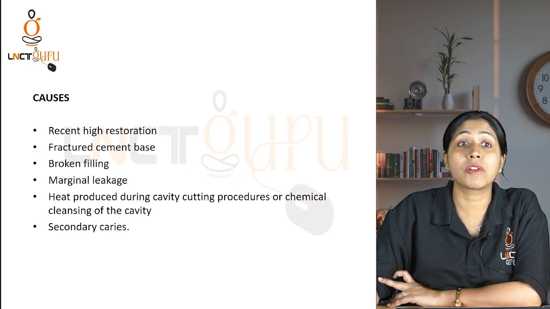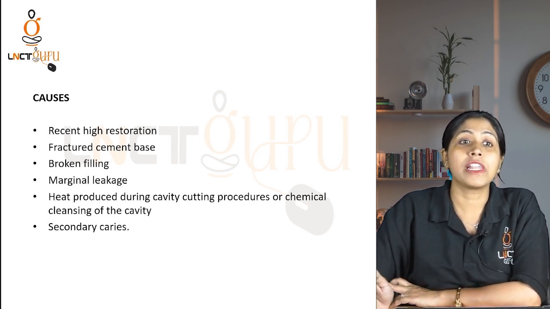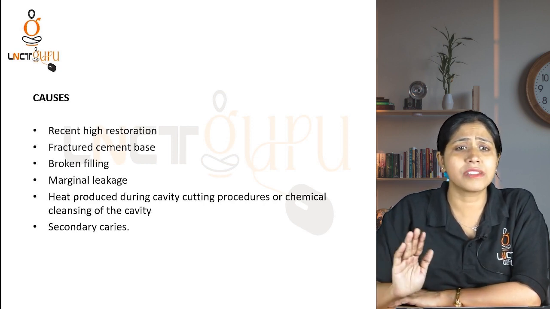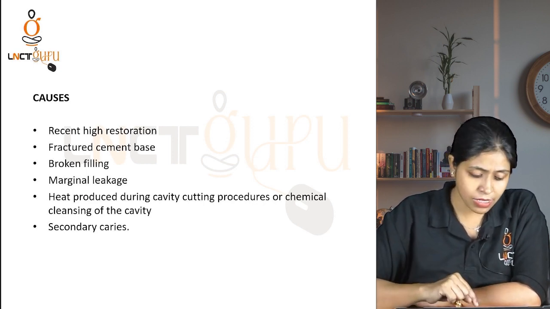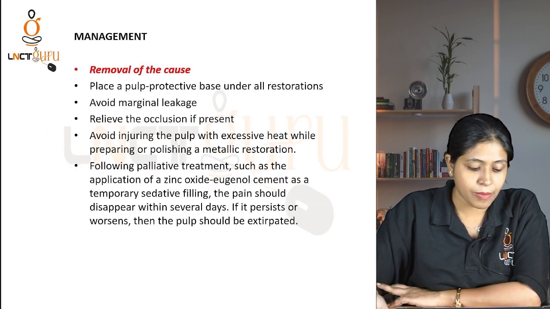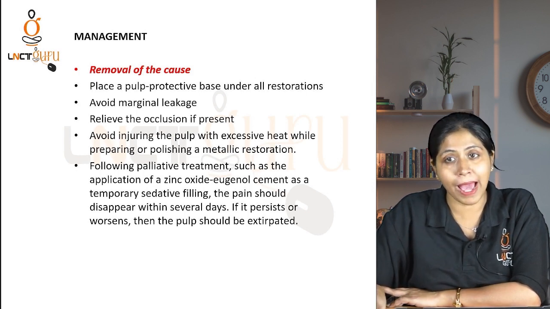Causes can be a recent high restoration, fractured cement base, broken filling, marginal leakage, heat produced during cavity preparation, chemical cleansing of the cavity, and secondary caries. All these are responsible for reversible pulpitis. The management is removal of the cause, where obvious, and placing a pulp protective barrier.